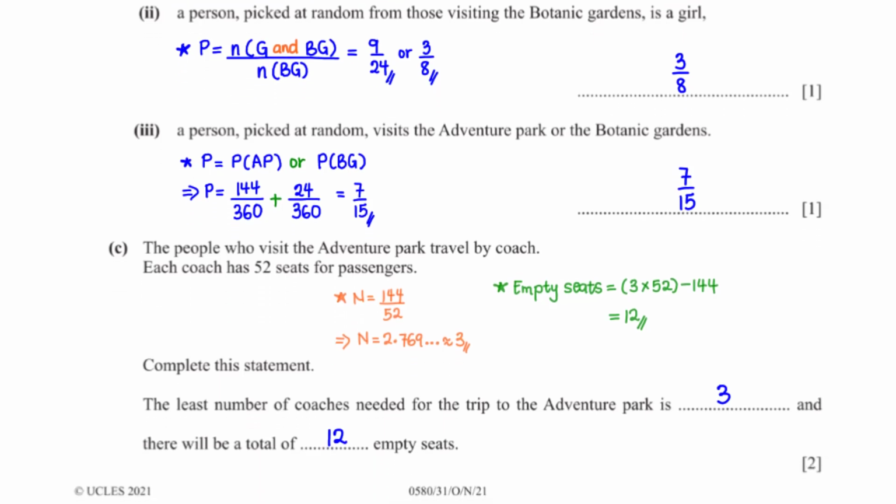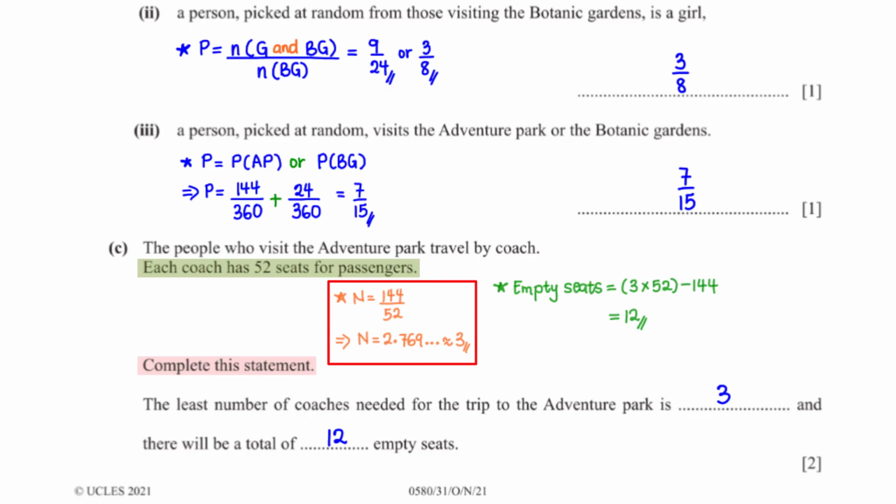The people who visit the adventure park travel by coach. Each coach has 52 seats for passengers. Complete this statement. The least number of coaches needed for the trip to the adventure park is blank, and there will be a total of blank empty seats.